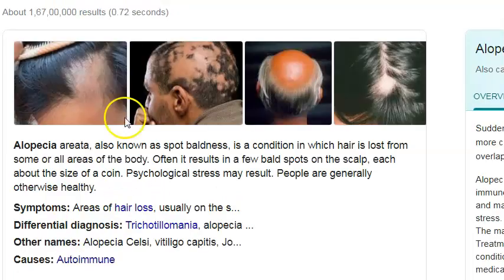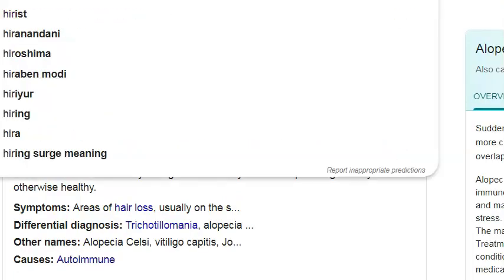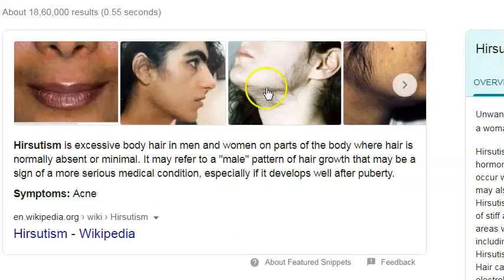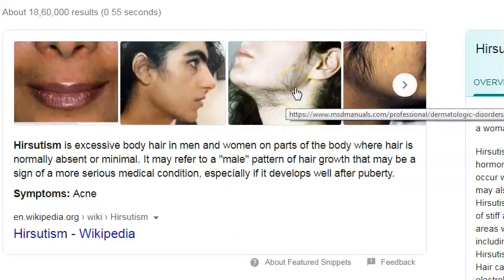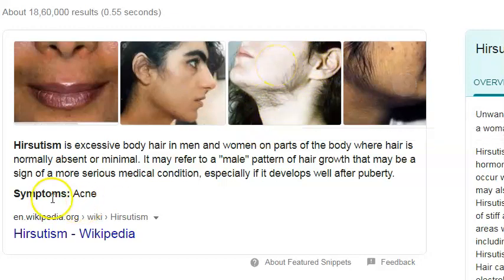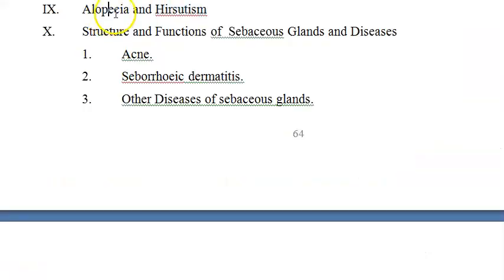Then we will look at alopecia. Then hirsutism. Hirsutism is what? Excessive hair on parts of the body where hair is normally absent or minimal. Male pattern, like if they are taking something which increases the male hormones, right? That can happen. So alopecia, hirsutism. Then what else will you see?